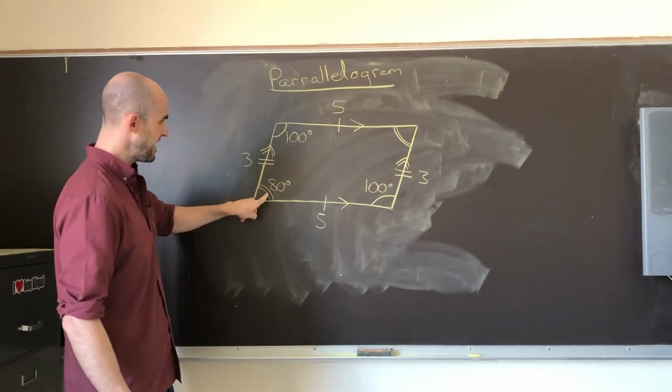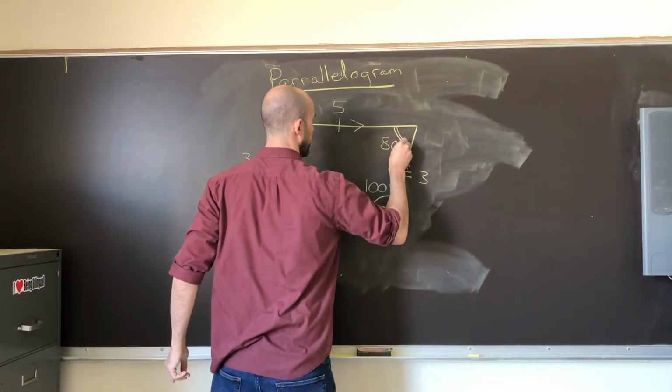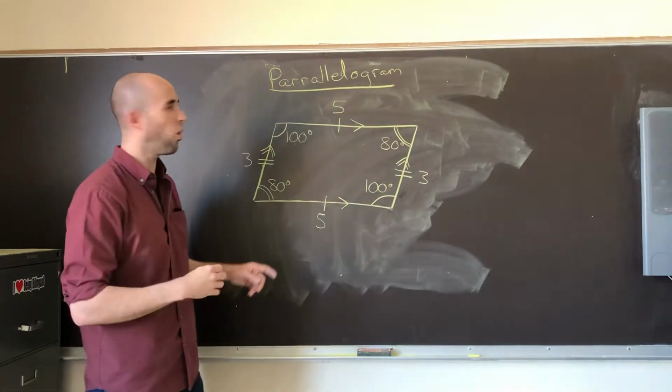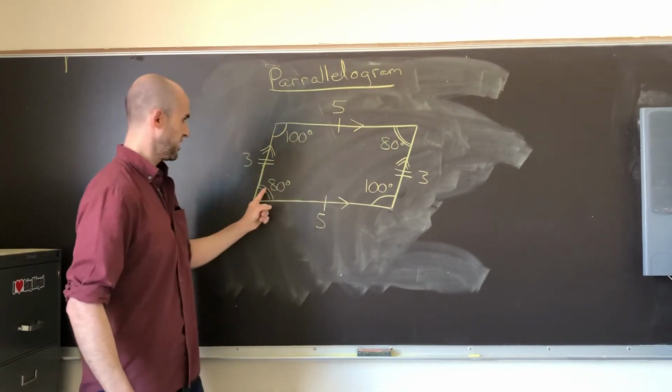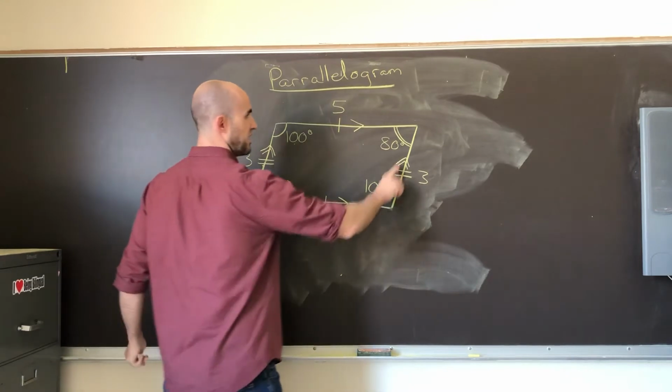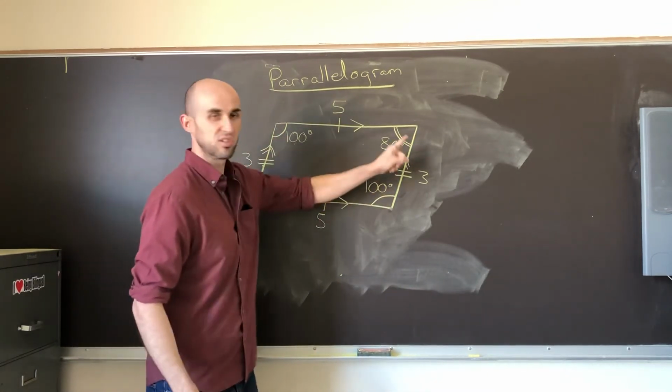If this is 80, two curves, then automatically that's 80, two curves. And this is when we start seeing that it all works out, because again, same side, add up to 180. These two add up to 180. These two add up to 180. Opposite ones are congruent. Opposite ones are congruent.